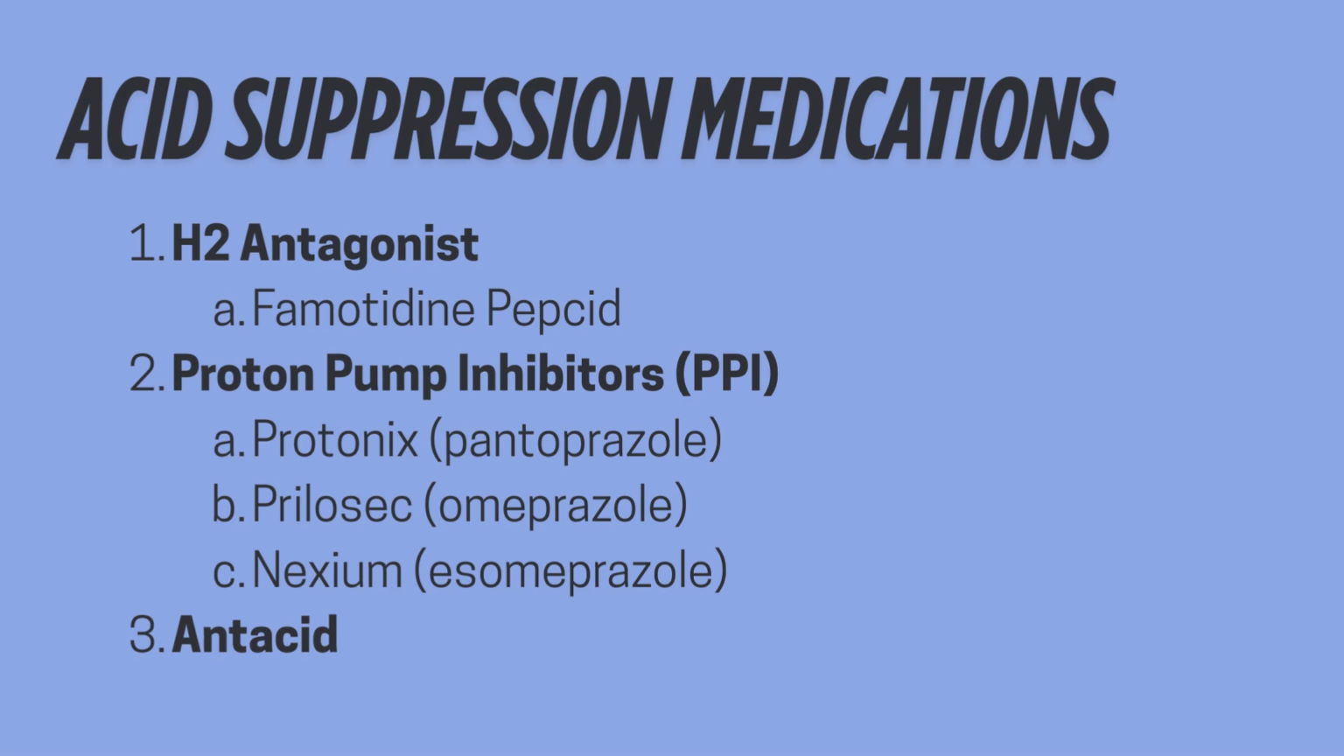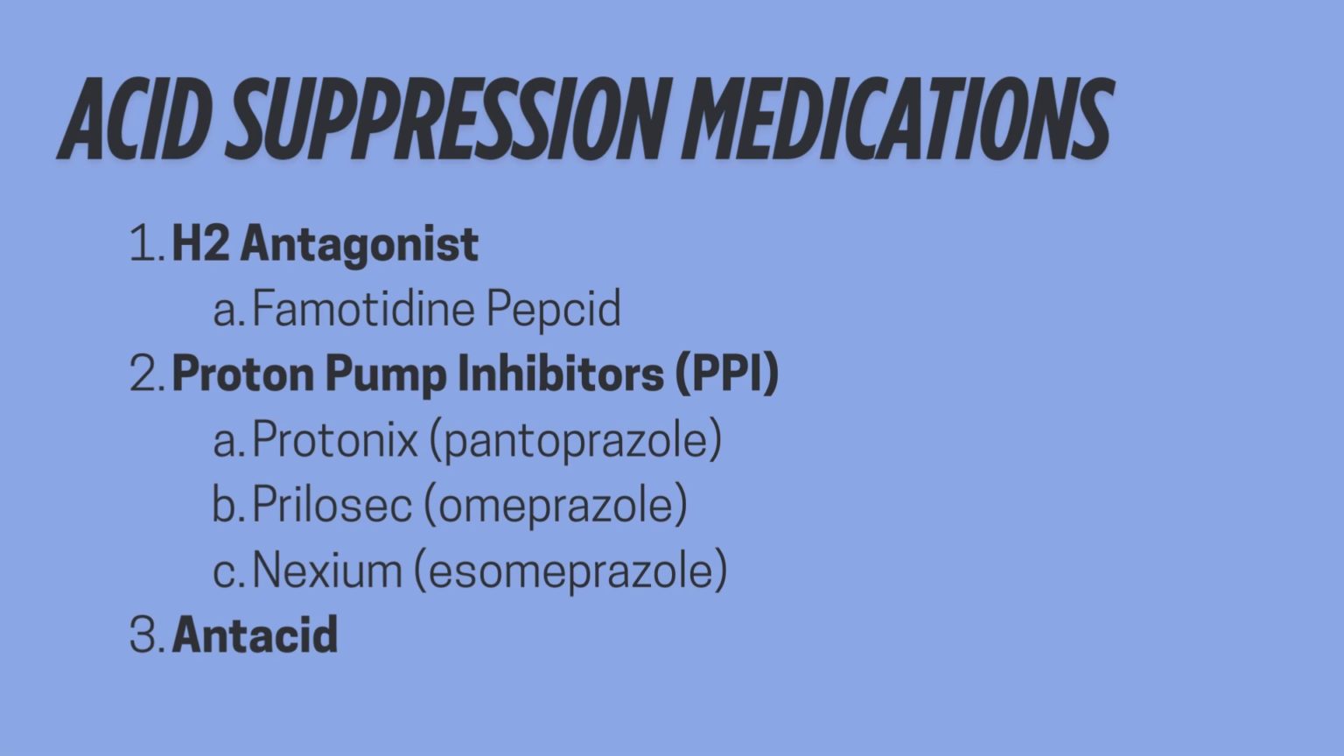These are the 3 acid suppression medications you will need to know. 1, the H2 antagonists. 2, the proton pump inhibitors, or PPIs. And 3, the antacids. And below each of these are the medications that you'll need to be familiar with.